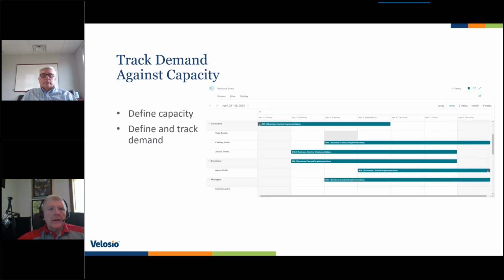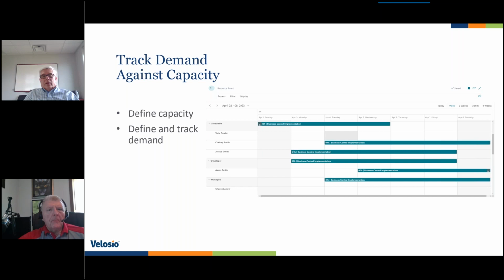So let's keep going for a second. We talk about demand versus capacity. Let's first define what capacity is, and then let's talk about how demand and capacity will be impacted not only on utilization but on how we track those things.